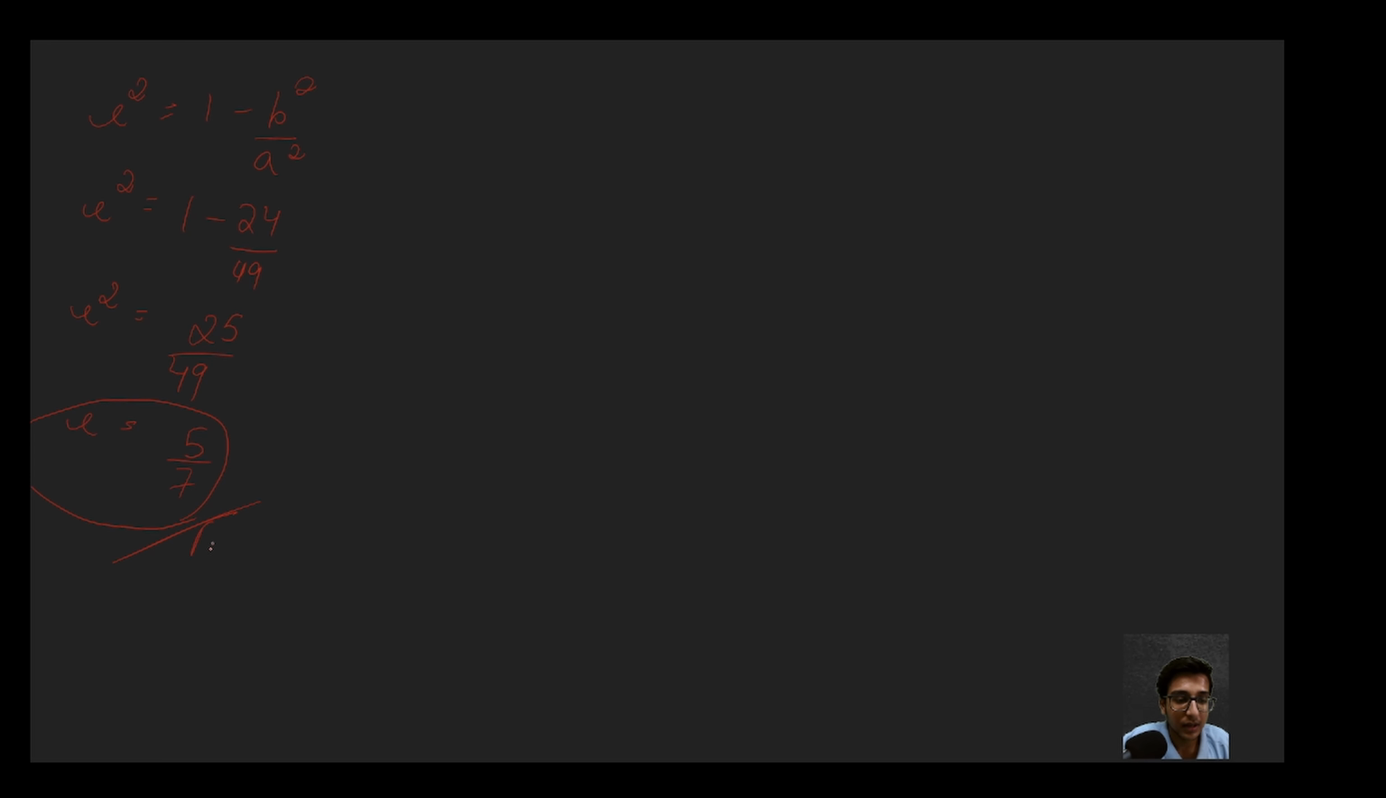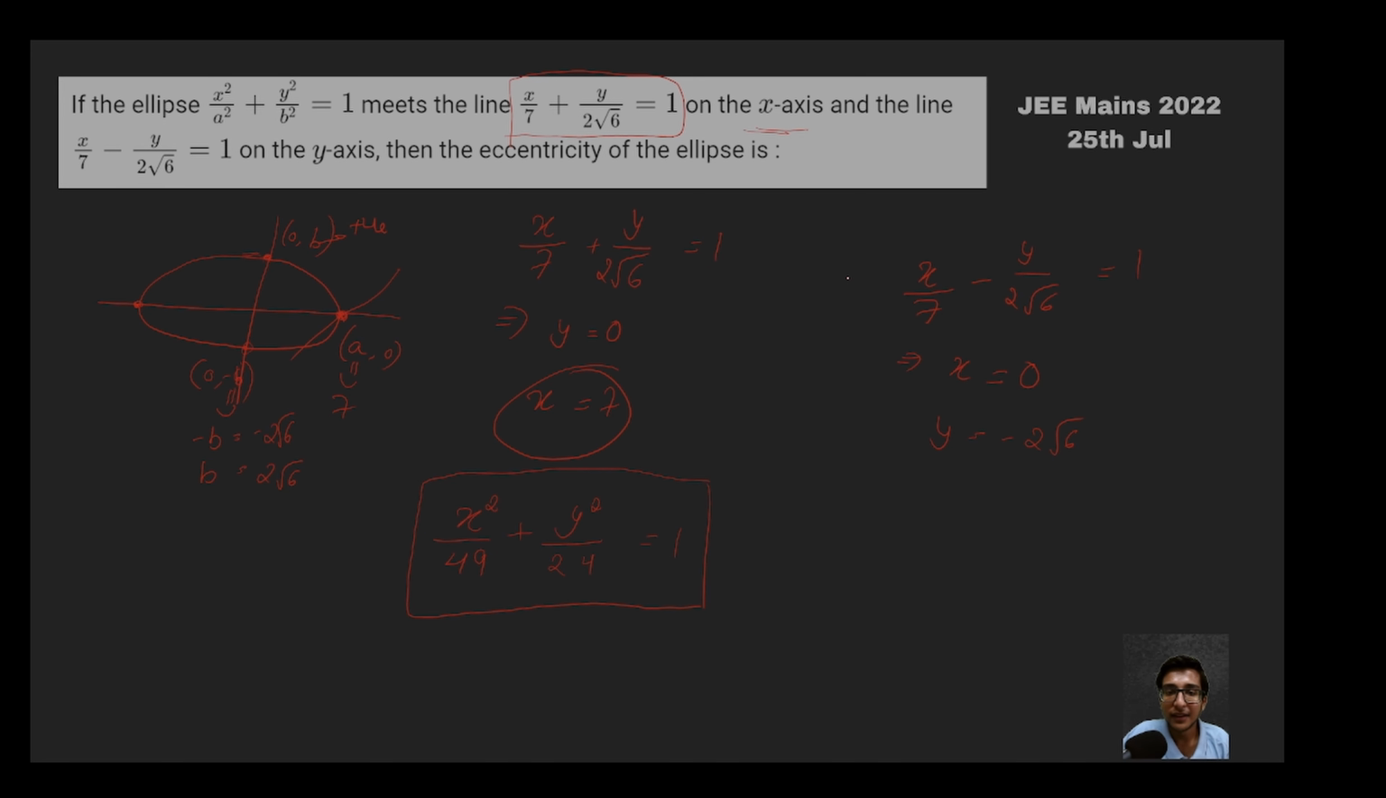This is our answer. Now you might be thinking that since e is equal to root under 25 by 49, we can say that e would be equal to plus minus 5 by 7. However, you have to reject the negative one here. The reason being, in the first slide of this lecture, we had studied that e for an ellipse belongs from 0 to 1. That is why e cannot be negative, and so we get 5 by 7 as our answer. Again, very easy question.